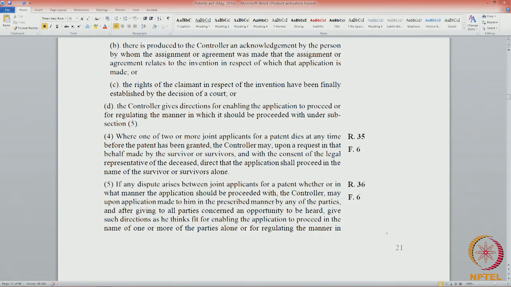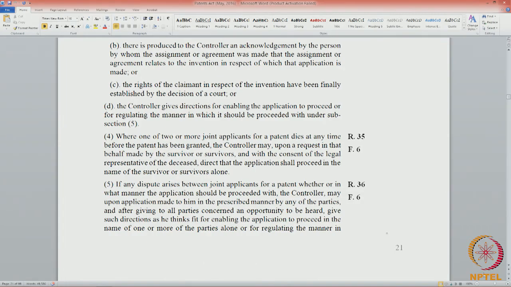So, A, B and C were the 3 applicants. C died in between before the application was granted. A and B can make a request to the controller for a direction to say that proceed in our own names. Do not worry about C because C is now no more. The only condition is A and B will have to get the consent of the legal representatives.